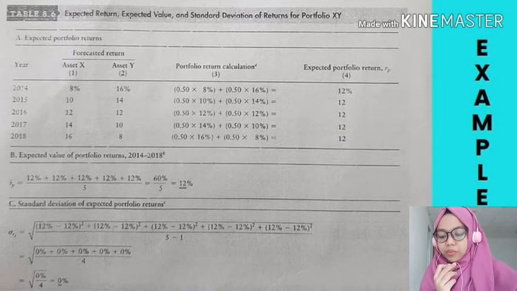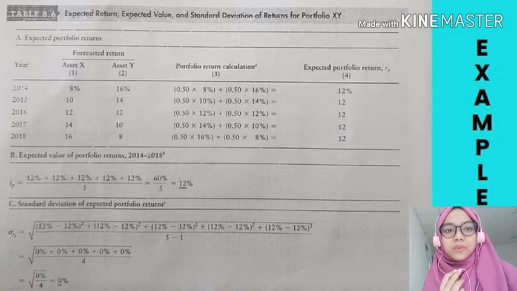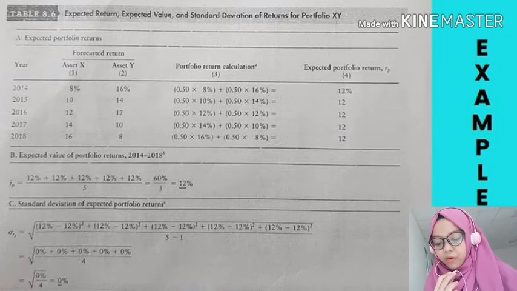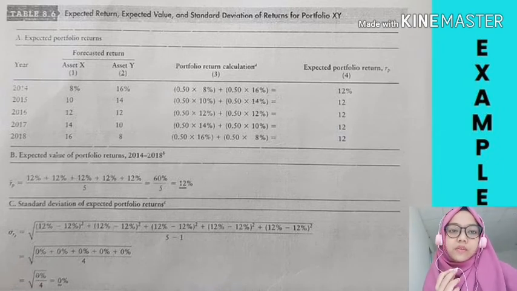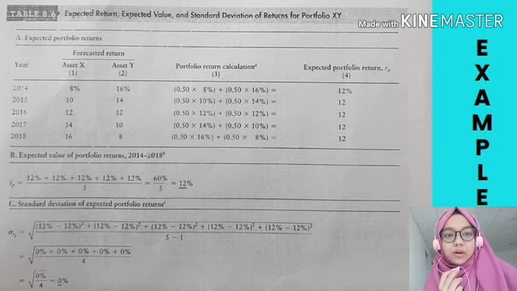For part B, the expected value of portfolio returns, we calculate the average over 5 years, so just 12% plus 12%, 12% until 5 times, and divide it by 5, and the result is 12%. And for C, the standard deviation of expected portfolio returns, you can see the formula on the previous page, and just substitute into the formula, and the result is 0%.